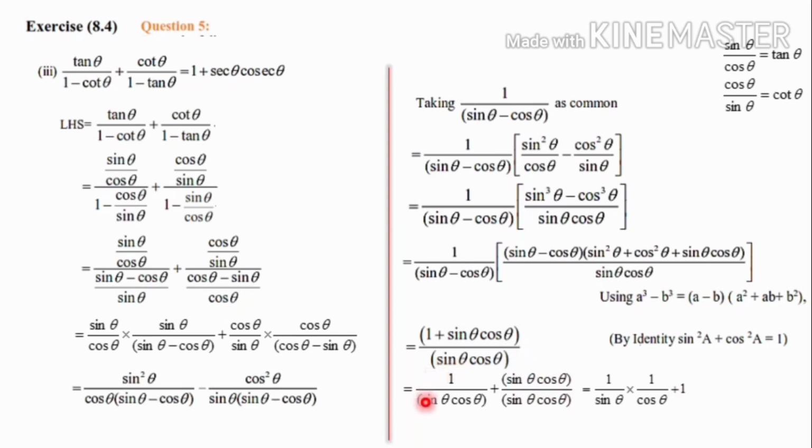Again, here we are splitting the first term, because we need two terms, sec theta and cosec theta. So we can split it as 1 by sin theta into 1 by cos theta. These two cancel and plus 1 we have written. Now by using the reciprocal ratios, 1 by sin theta is cosec theta, into 1 by cos theta, that is sec theta, plus 1. That is our right hand side. Hence the proof.